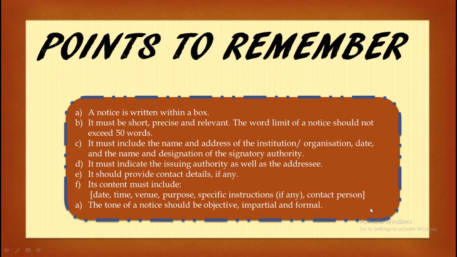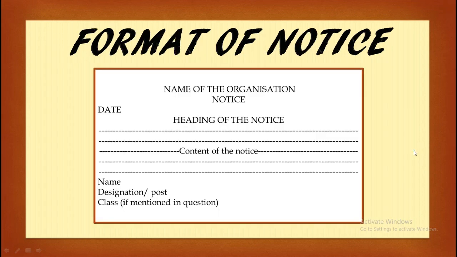And the contact person, again, if a person who is reading the notice has certain doubts, who will he or she contact? So this contact person should also be mentioned. The tone of the notice should be objective, impartial, and formal. You do not know the people you are addressing the notice to. Therefore, your notice should always be in a formal tone, and it should be very brief and objective.